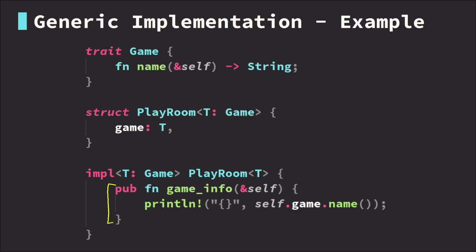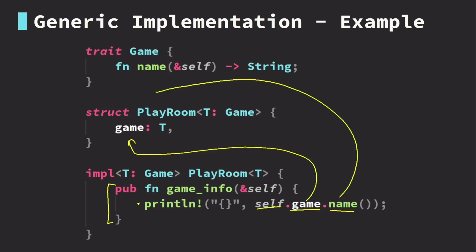The function being implemented is simple and just prints out the name of the game using the trait function. So we have a print line, we get a reference to self, we access the game field, which is here, and then we call the name function, which is defined as part of the Game trait.